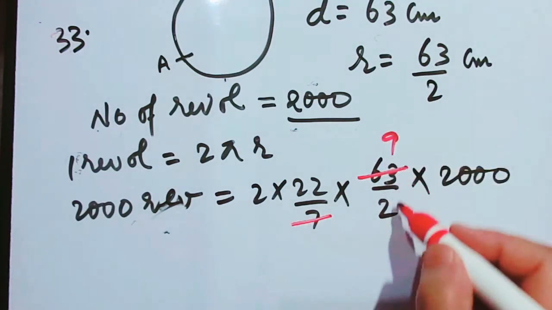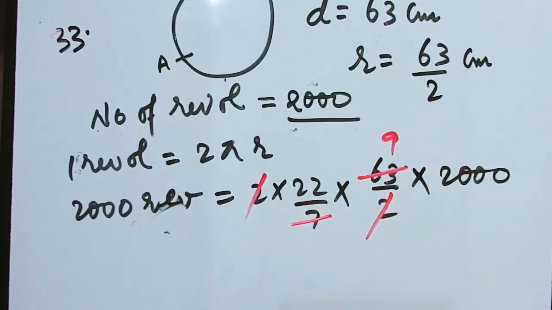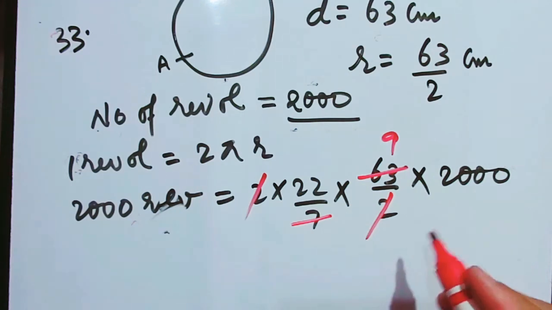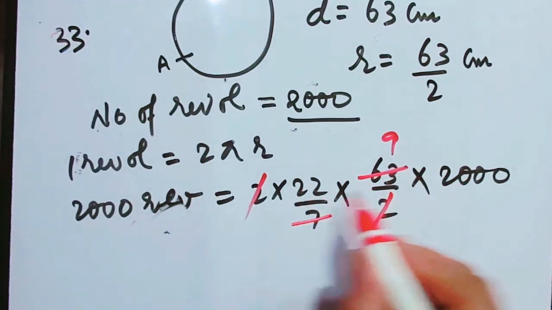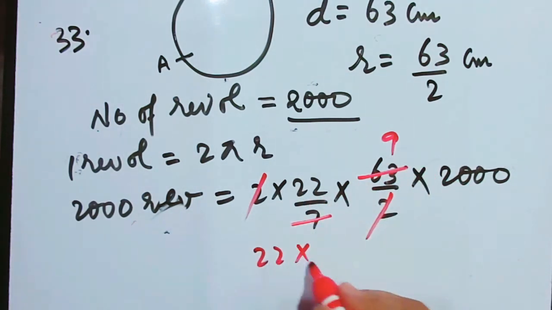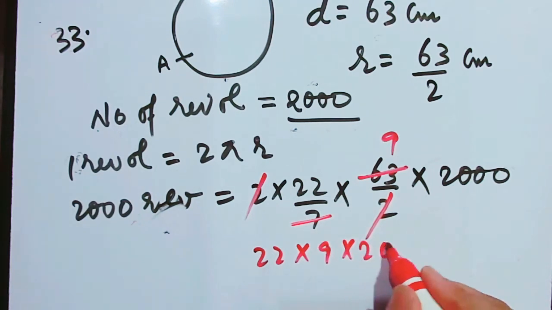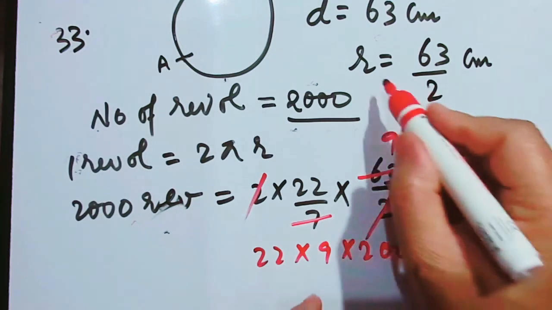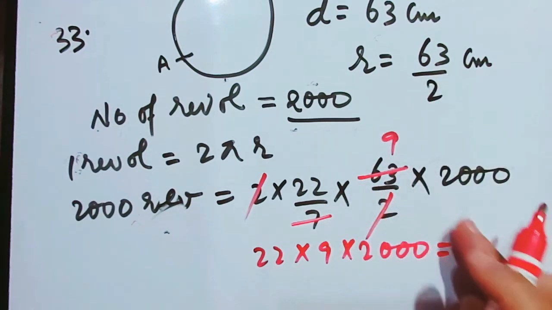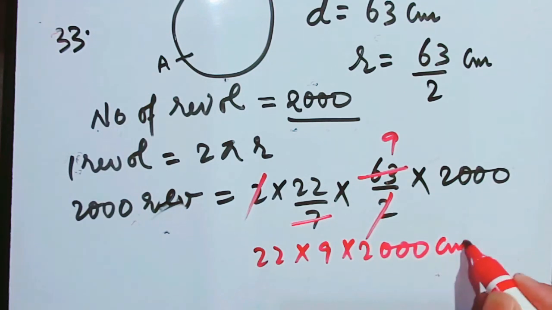7 9 times this, 2 and 2 get cancelled. So 22 into 9 into 2000 will give you how much? This will give you the value in centimeter. See, the radius was in centimeter, so when the radius was in centimeter, this is equal to centimeter. Now you have to convert this into kilometers.